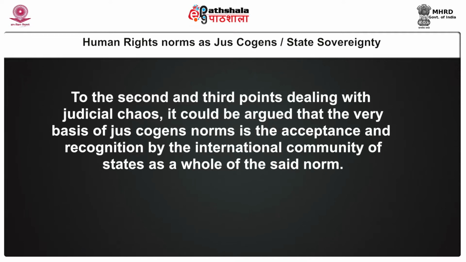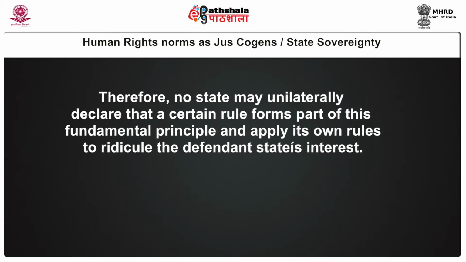Now, to the second and the third points dealing with judicial chaos, it could possibly be argued that the basis of every jus cogens norm is the acceptance and recognition by the international community of states as a whole of the said norm. Therefore, no state may unilaterally declare that a certain rule forms part of its fundamental principles and apply its own rules to ridicule the defendant state's interest.